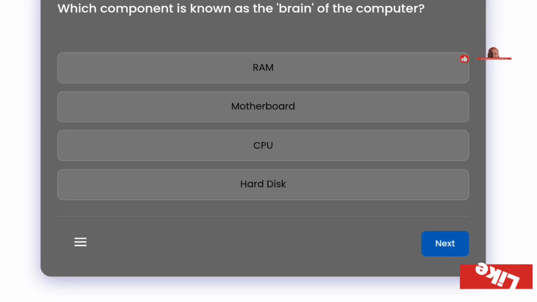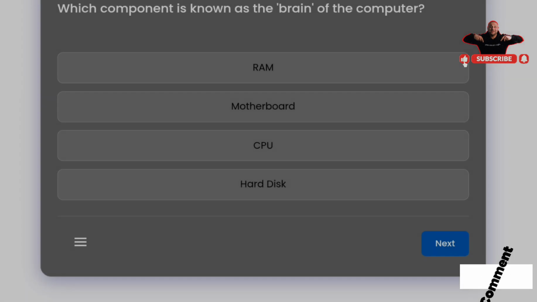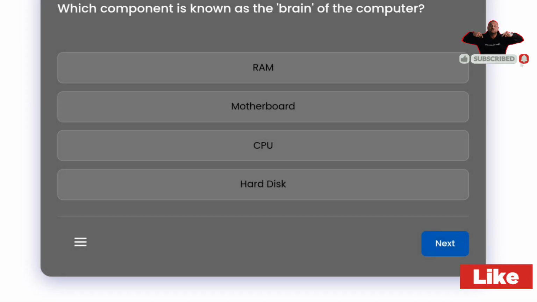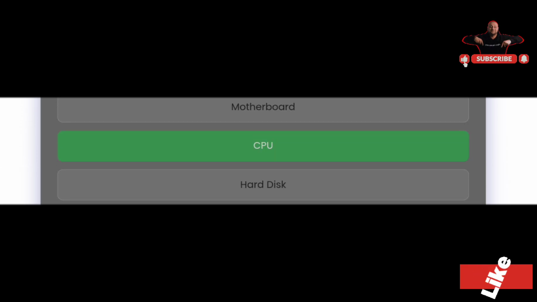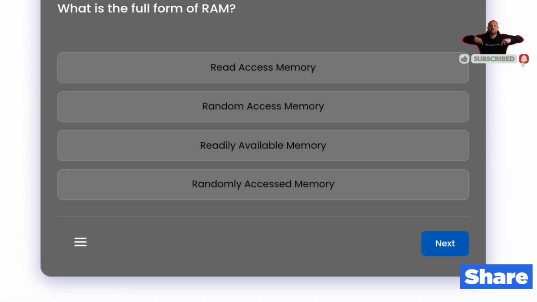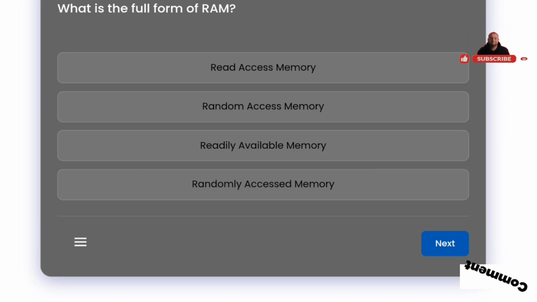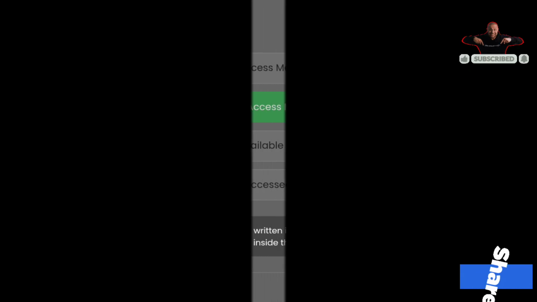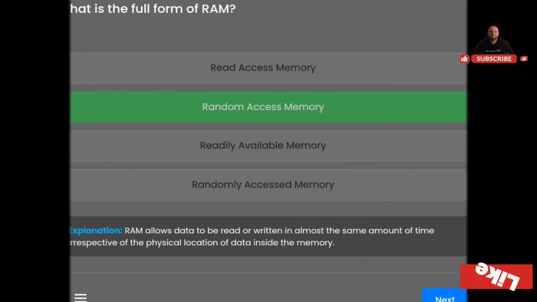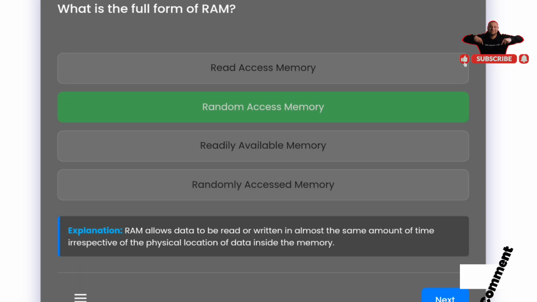Next question, which component is known as the brain of the computer? वो CPU है, Central Processing Unit. Next question, what is the full form of RAM? RAM का full form क्या है? Second one, random access memory.